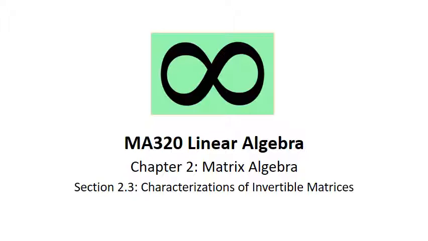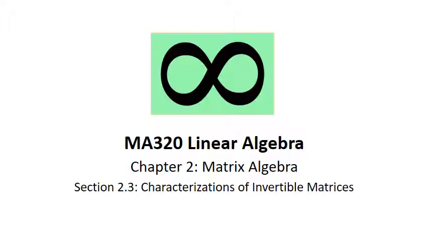Characterizations of invertible matrices. This is the final section we will cover in chapter 2, and you'll find that it's a review of the chapter 1 concepts. So basically, n linear equations with n unknowns in relation to square matrices. So we're really going to be focusing on square matrices and characteristics of whether or not they are invertible.